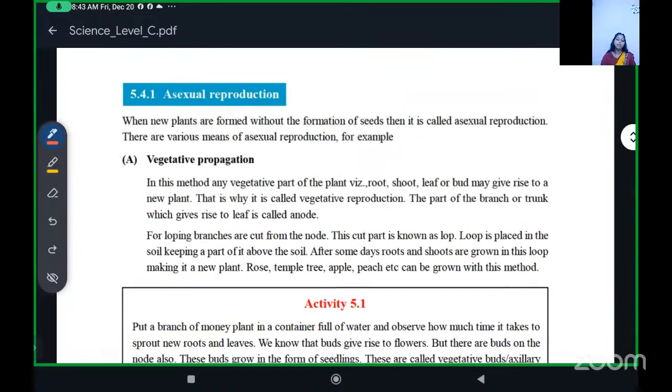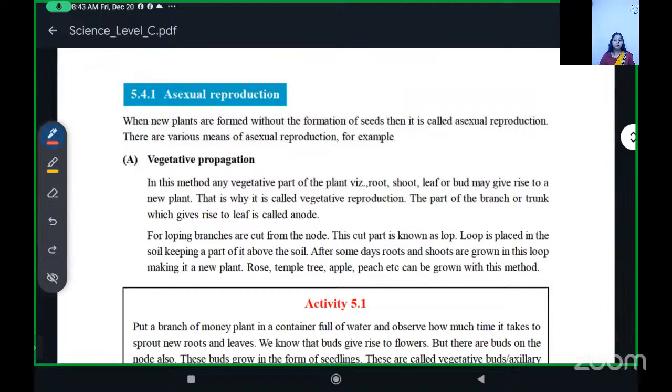Okay, asexual reproduction. Like I said, plants grow without seeds by different methods. One is vegetative propagation. In vegetative propagation, the vegetative part of the plant, which is the root, shoot, leaf, or bud, may give rise to a new plant. That is called vegetative reproduction.